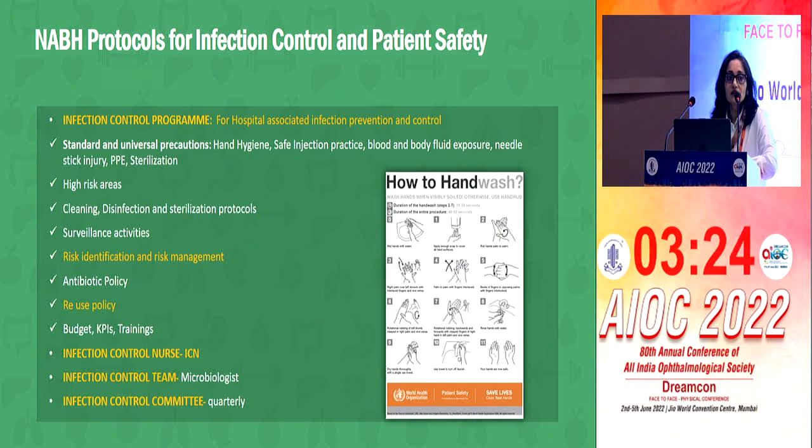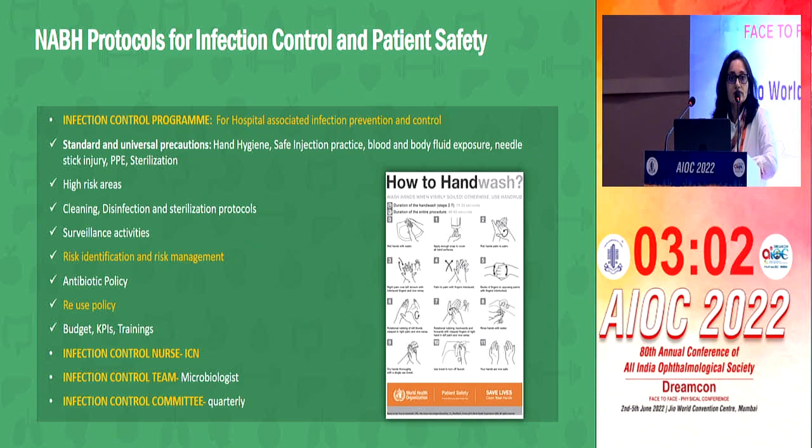For example, adherence to hand hygiene. And trainings, frequent trainings on infection control practices are really required. Training is one of the major pillars in NABH. There should be an infection control nurse in your hospital who would supervise all these processes, and would arrange for the trainings.